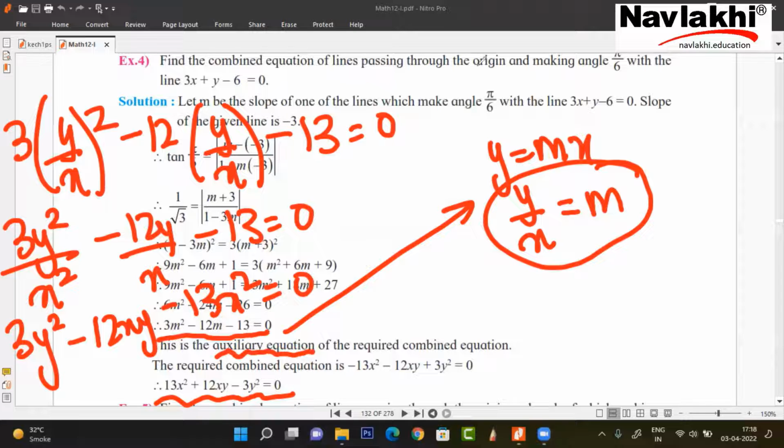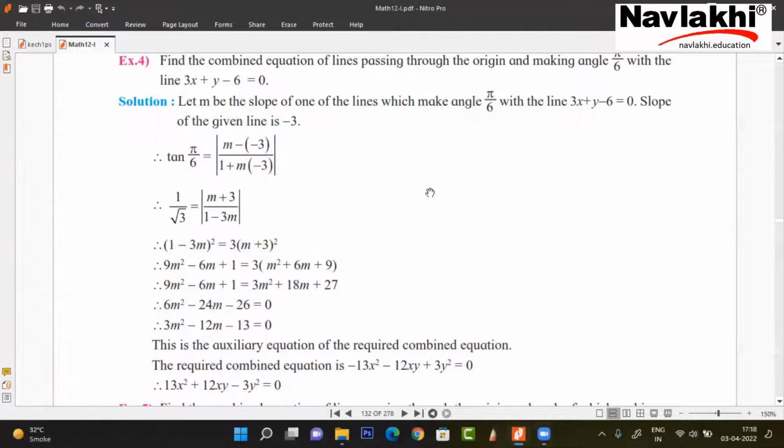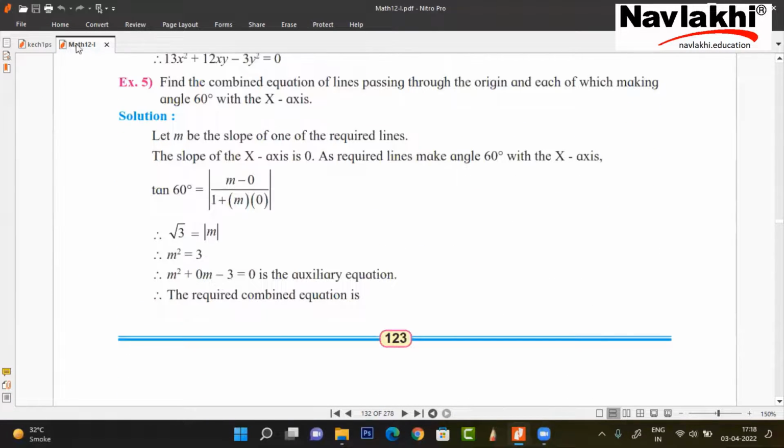Next question, fifth. You'll have to remember the procedure properly. Again, I want the combined equation. Again, both the lines are passing through the origin, and again they are making 60 degrees. But this time they are making 60 degrees with a line which is the x-axis itself. I know that the x-axis is a horizontal line. Its angle with the x-axis is 0 because you are taking the x-axis itself. So theta is 0.